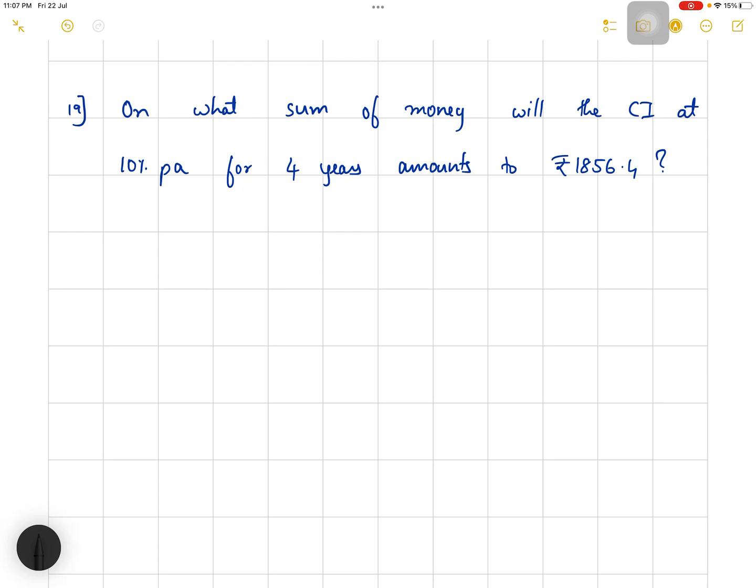So this is the next problem. On what sum of money will the compound interest at 10% per annum for 4 years amount to rupees 1,856.4? Try to solve it on your own. I will solve it in the next class.